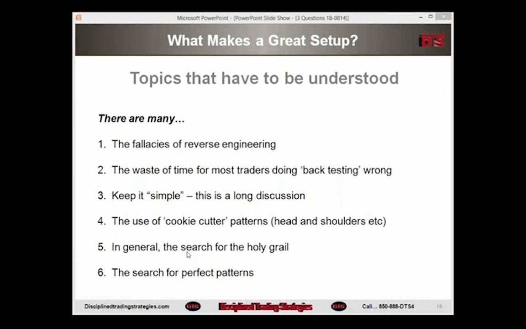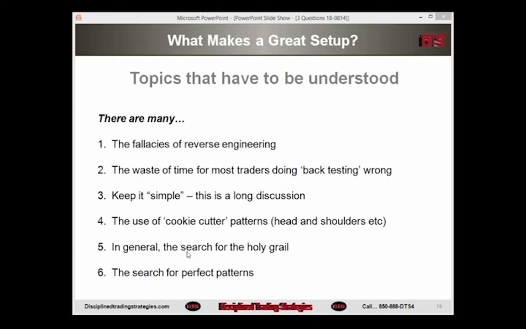In general, the search for the Holy Grail, it hurts traders a lot. Yeah, right, simple doesn't mean easy necessarily, correct. Counterintuitive is funny because, right, it's relative. What's counterintuitive to most people is what's intuitive to me at this point, but it is true that what most people think works, it simply doesn't, and that's why so many people fail at this initially.